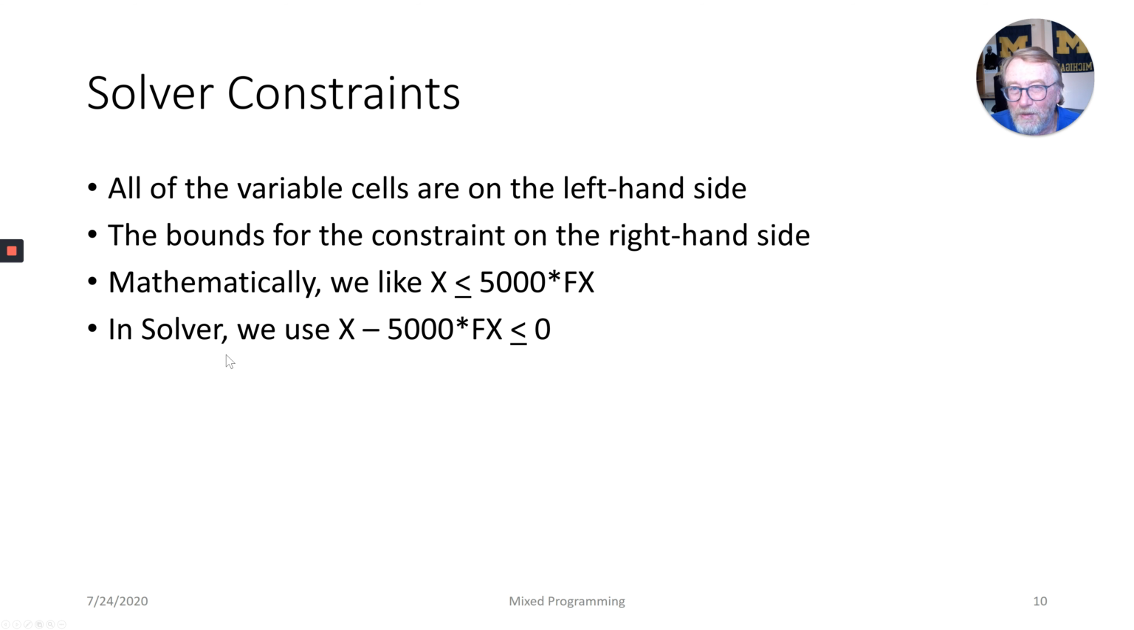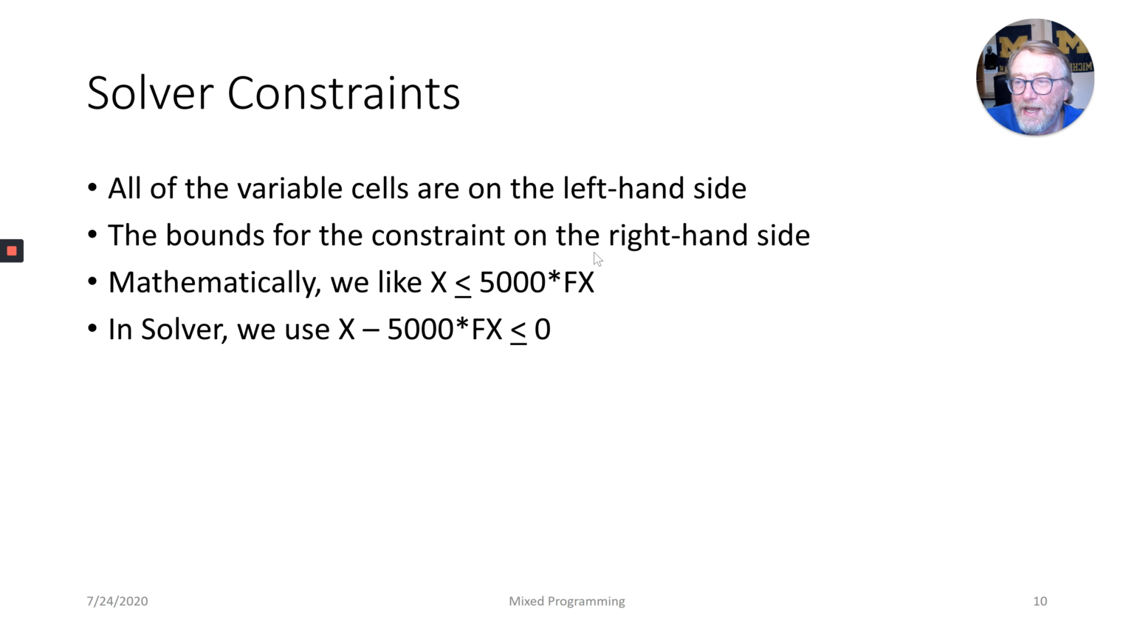And so one note about Solver, what we do mathematically or as algebra isn't necessarily what Solver likes. So mathematically, we like x is less than or equal to 5,000 f of x. Okay, that's perfectly 100% okay. All your teachers back in junior high school, when you took your algebra class, would say, hey, full credit, you did it. But in Solver, it will go ding. It doesn't make any sense.